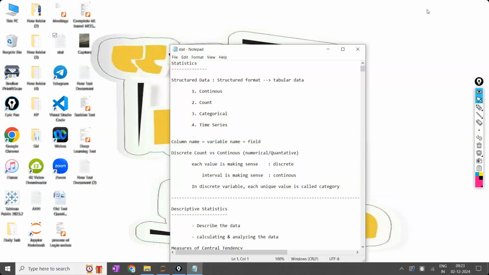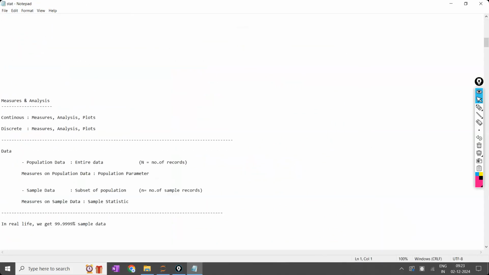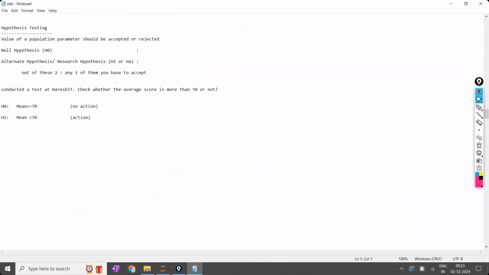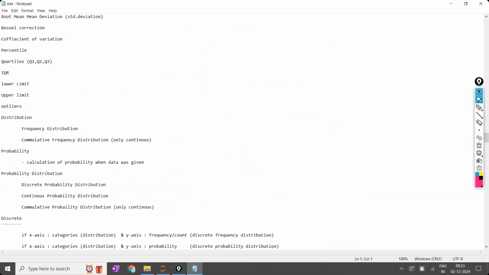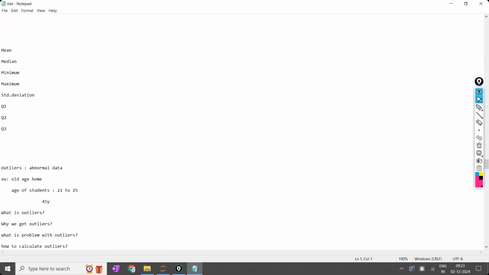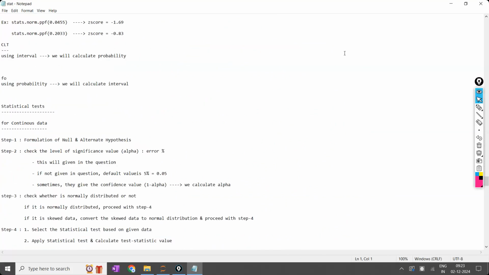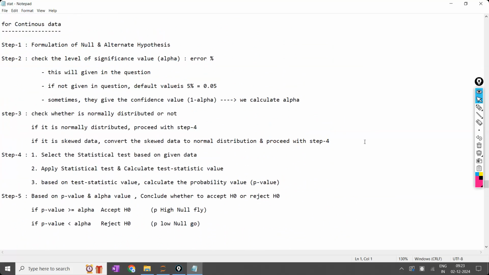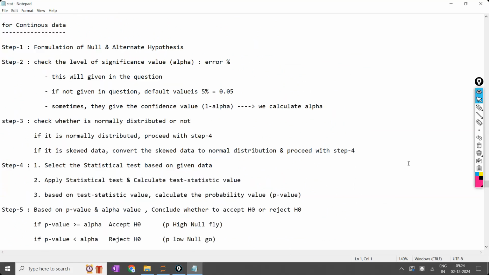In the last class, we were discussing inferential statistics, and we saw how to formulate it, and also completed the step-by-step procedure for working on inferential statistics. Now, in today's class, we are going to continue with the same, and we'll go through multiple case studies.